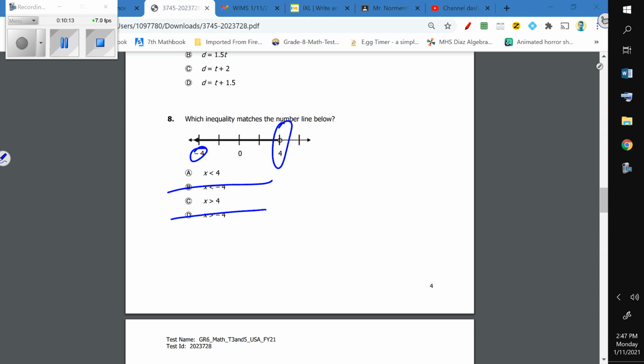Now, is X less than 4 or is it greater than 4? Remember, greater means numbers that are bigger than 4. Less is numbers that are smaller, and it's going this direction, so it's definitely A. Number 8 is definitely A.